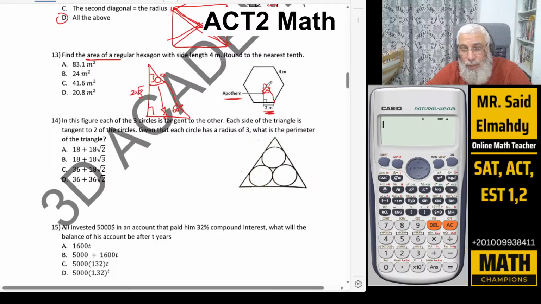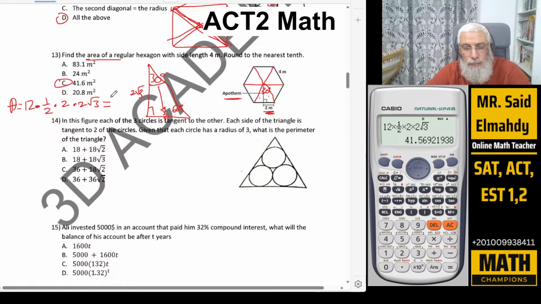So for the area of this triangle, we have 12 of these. We have another 2 here, another 2 here, another 2 here. We have 12 triangles, so area equals 12 triangles multiplied by the area of each triangle, 1/2 times base, which is 2, times height, which is 2 root 3. We do this in the calculator: 12 times 1/2 times 2 times 2 root 3. This is equal to 24 root 3, and 24 root 3 is 41.6.